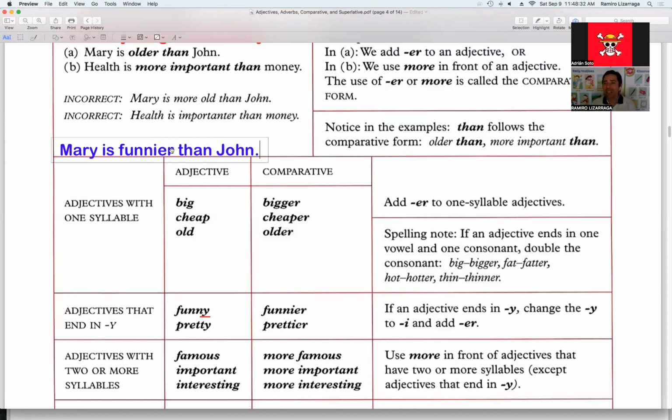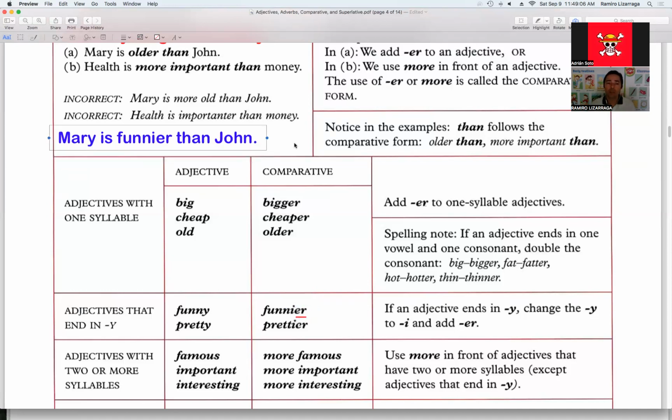So here, funnier is an adjective, but it's a comparative adjective. Yes, it's an adjective, but it's modified in a comparative way to compare. We can compare two people or two things. So Mary is funnier. I'm not going to use funny, because I'm comparing two people, Mary and John. So Mary is funnier than John right here.